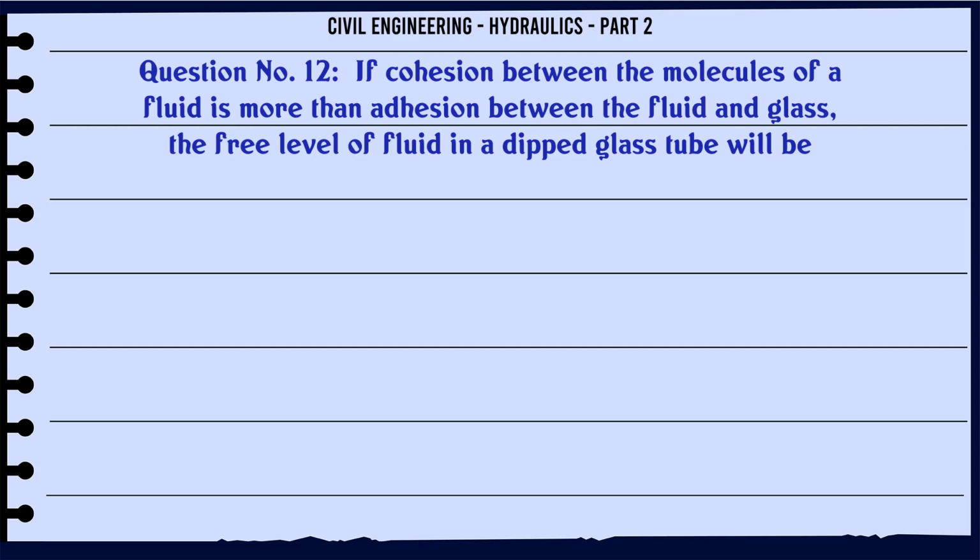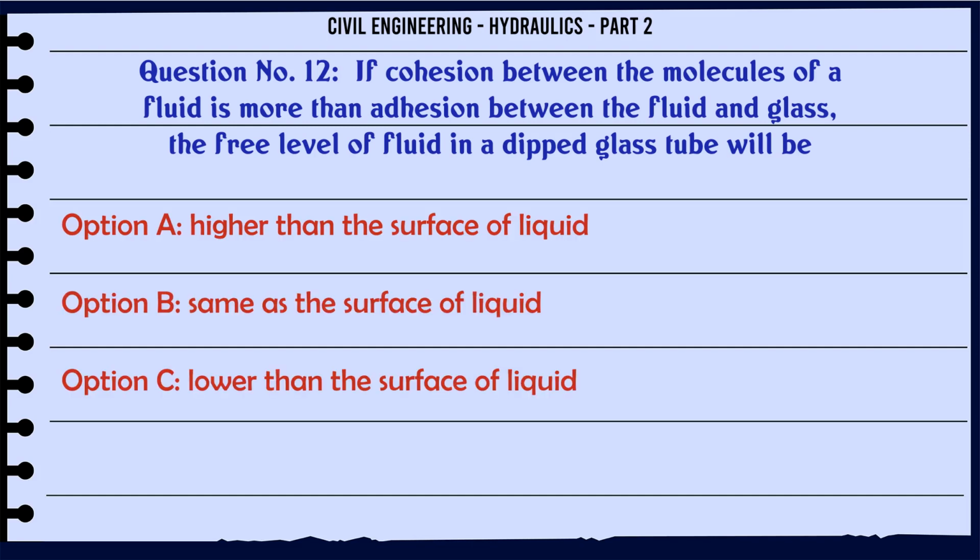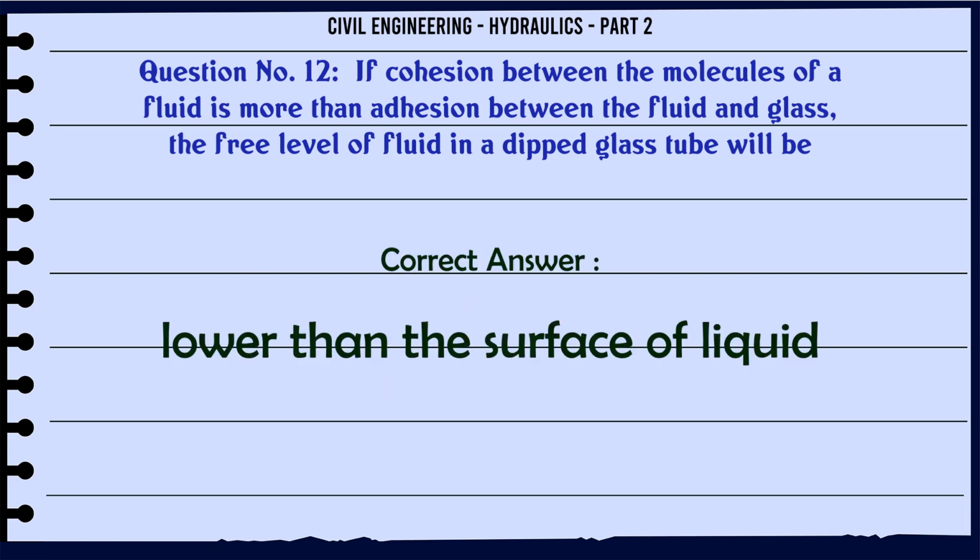If cohesion between the molecules of a fluid is more than adhesion between the fluid and glass, the free level of fluid in a dipped glass tube will be A. higher than the surface of liquid, B. same as the surface of liquid, C. lower than the surface of liquid, D. none of these. The correct answer is lower than the surface of liquid.